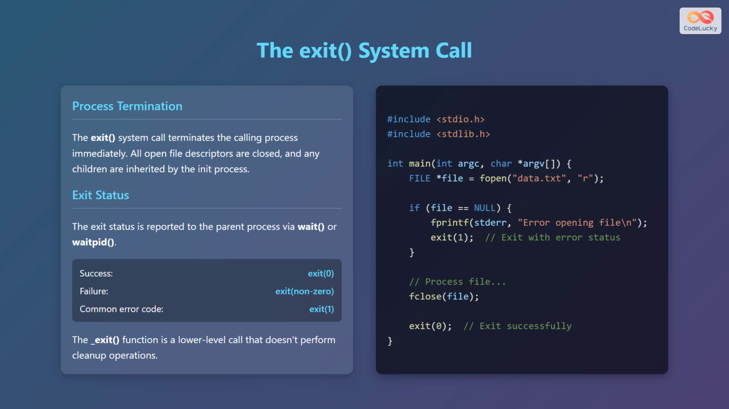The _exit function is a lower-level call that does not perform cleanup operations such as flushing buffers or closing files. It is typically used in situations where a process needs to terminate immediately without any further processing.